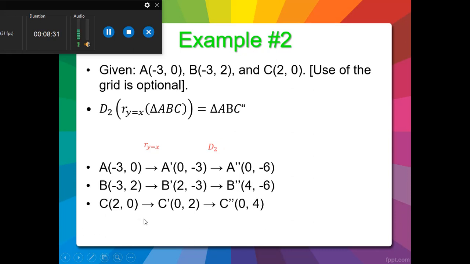I can tell you now that this composition is not an isometry. Anytime a dilation is involved, we do not preserve distance. So this would not be classified as a rigid motion.